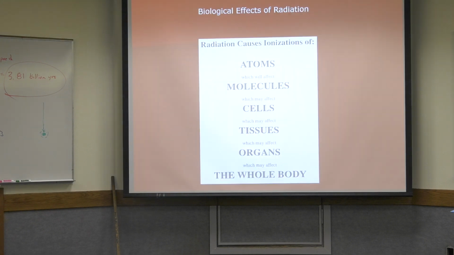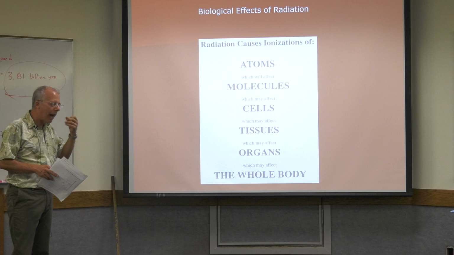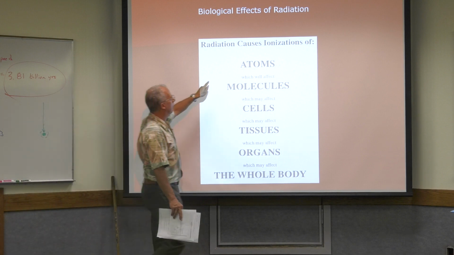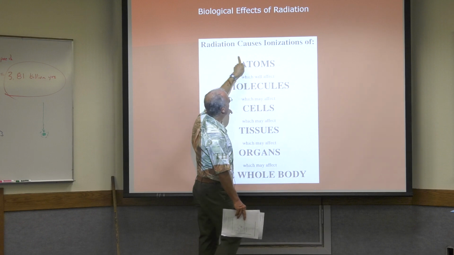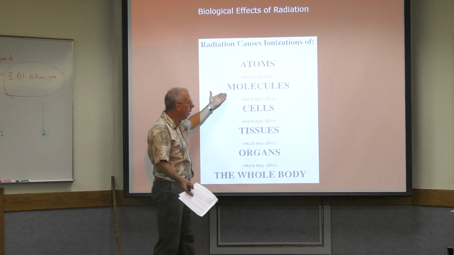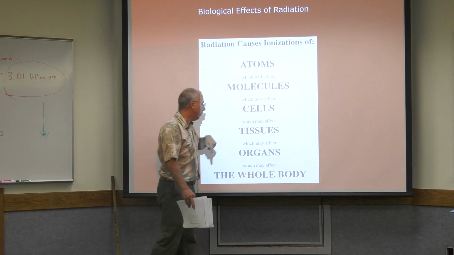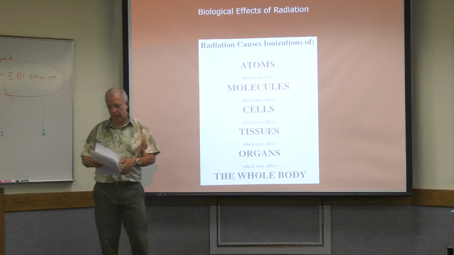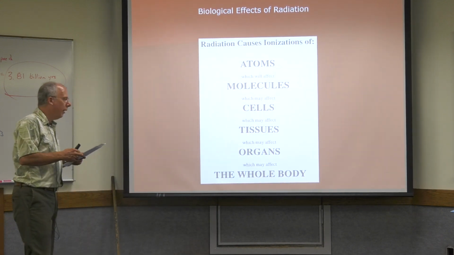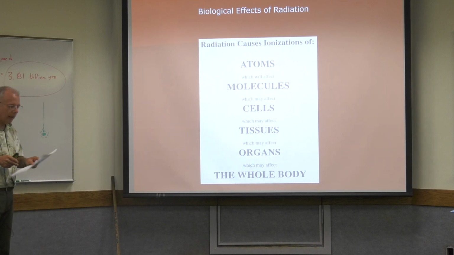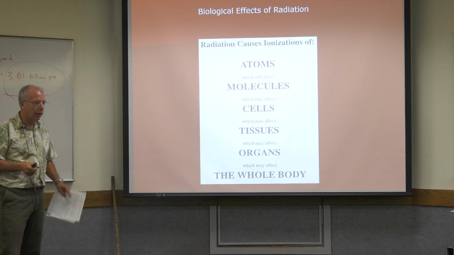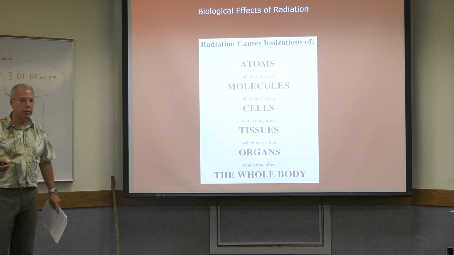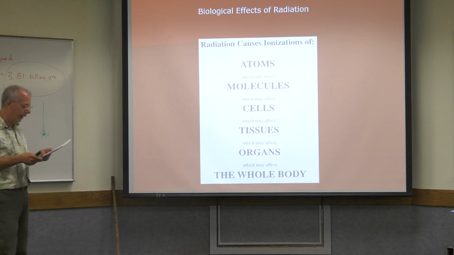Okay, let's talk about biological effects of radiation. This is probably a topic that's interesting to people. As I said, radiation is ionizing radiation. That means it ionizes atoms. So radiation causes ionizations of atoms, which will affect molecules, which may affect cells, which may affect tissues, which may affect organs, which may affect the whole body. So that's really what it is. Now, the biological effects of radiation basically depend on how much energy is absorbed by the tissue, and then how the tissue reacts to that energy.